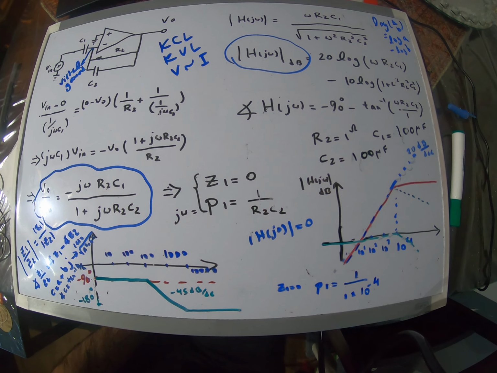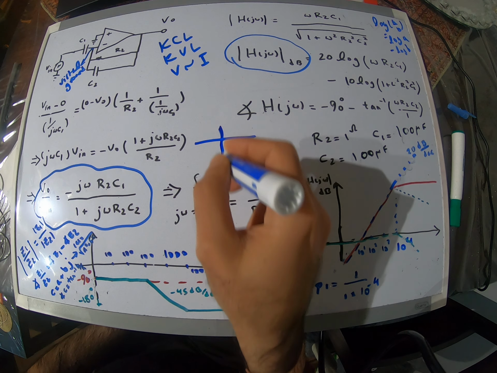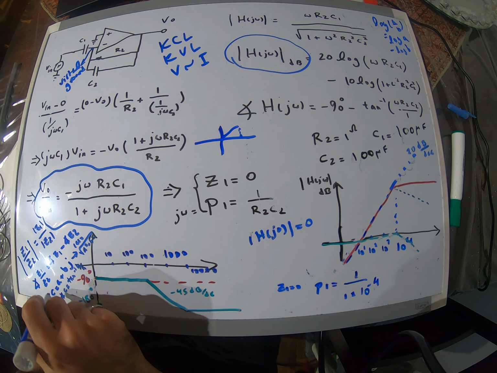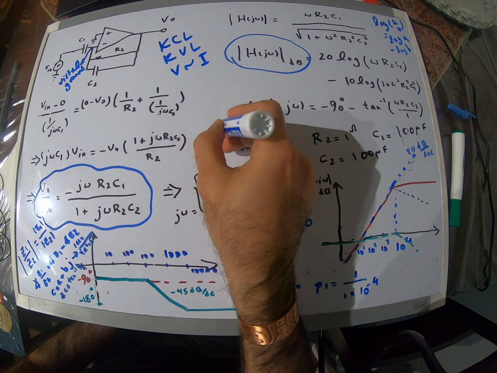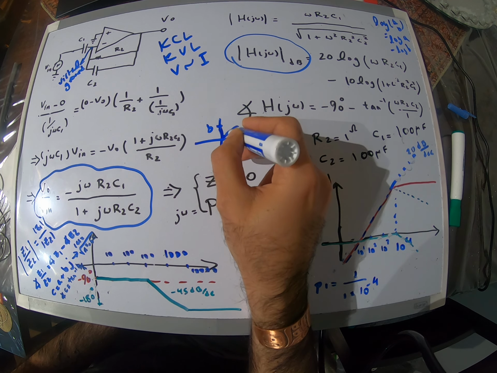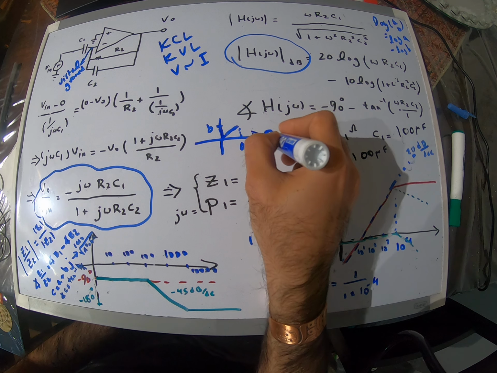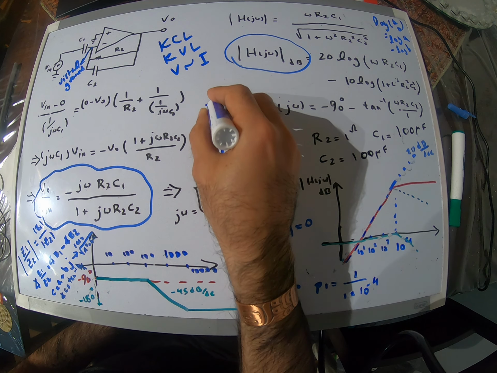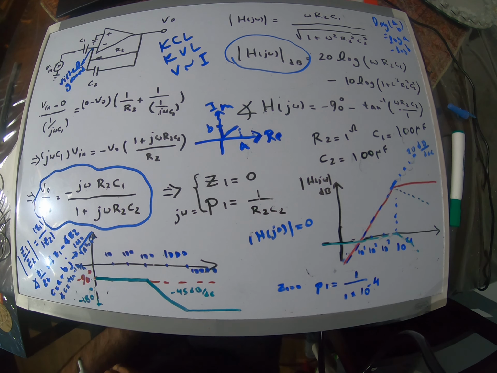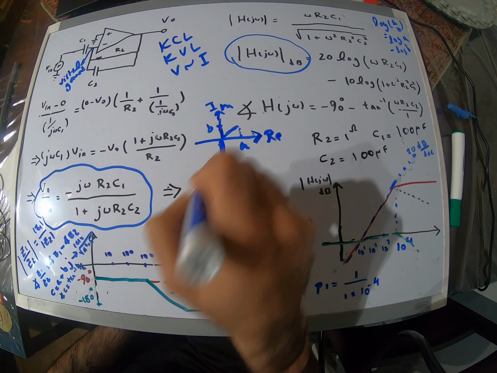And the phase, so let me actually draw the complex plane here, right? If we have a complex number a plus bj, this is that complex number. So this is going to be the magnitude, and the phase is tangent inverse of b over a, right? This is the real axis, this is the imaginary axis. So here we have negative j omega something, right? So it means that we are somewhere on the lower part of the imaginary axis.